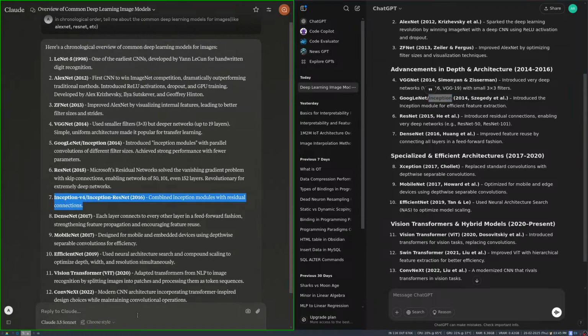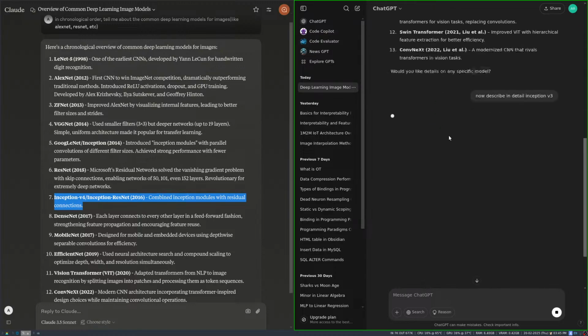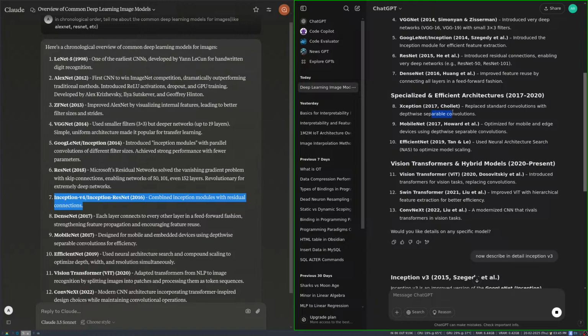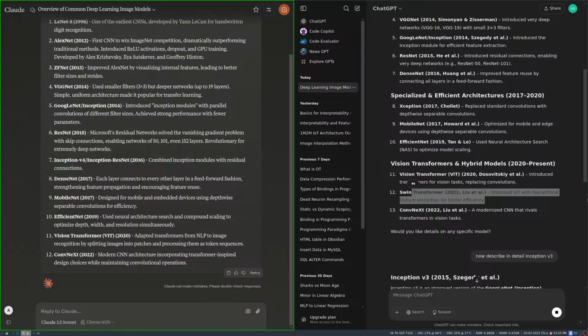Okay, now describe in detail Inception V4, V3. Yeah, I think I would do MobileNet, Efficient Vision Transformer, Swin Transformer, an improved ViT with hierarchy of feature interaction for better efficiency. ConvNeXt. Which is the best today?